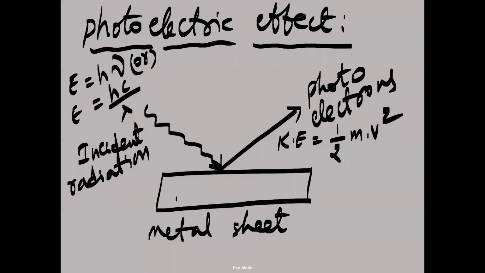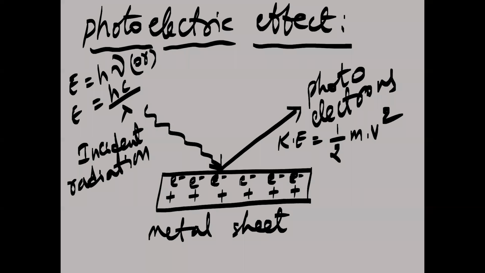Now here in the metal surface, the metal has many atoms. Each atom has a nucleus, and at the surface there will be electrons. The nuclei of the metal will attract these electrons. The electrons on the surface of the metal are held by the nucleus.